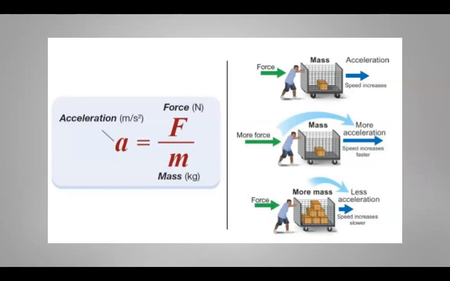Right? So, because a is equal to F over m, as we apply a force to a mass, we get an acceleration. If we use more force, you're going to get more acceleration. But if you use the same amount of force with more mass, you're going to see less acceleration, meaning a slower change in velocity.